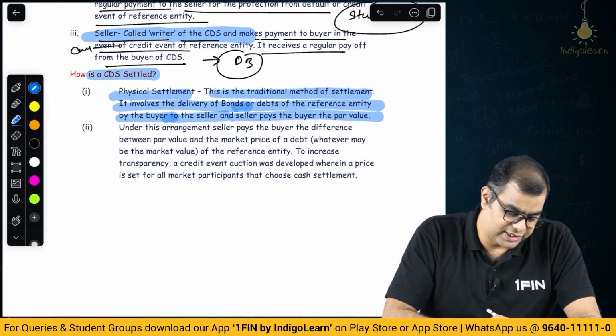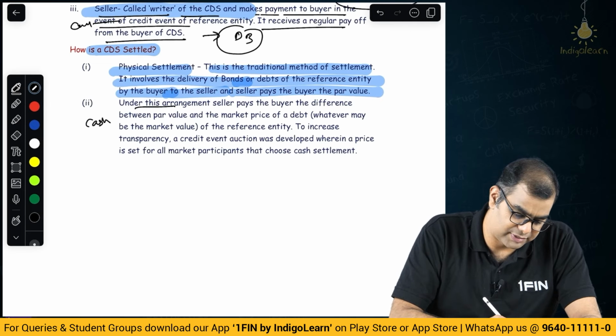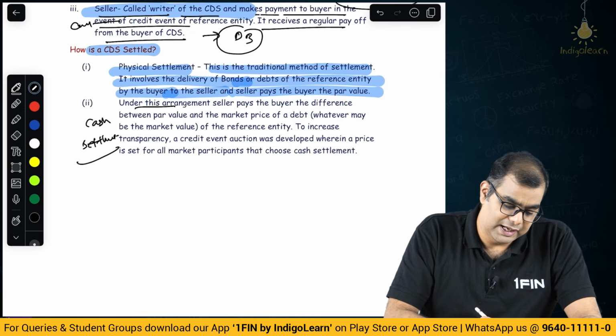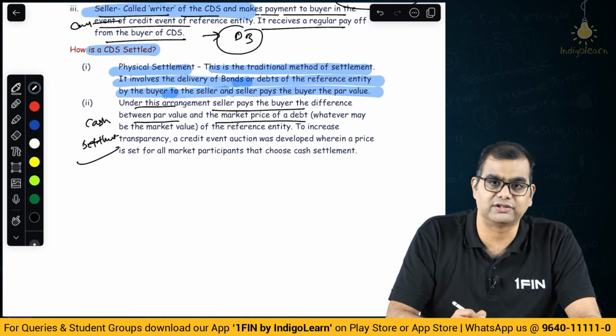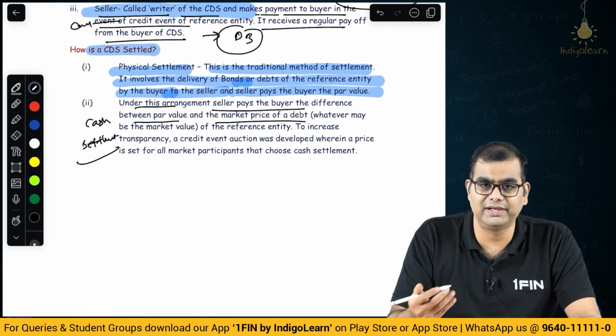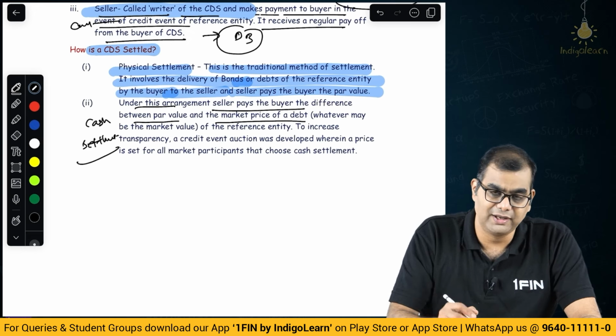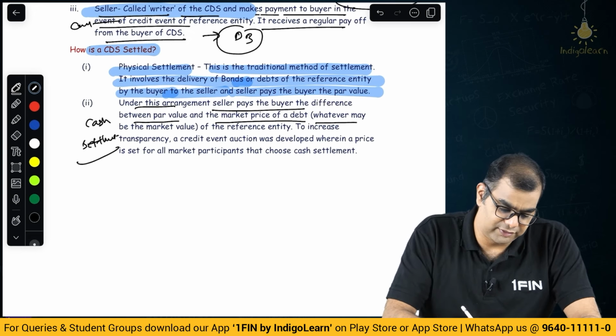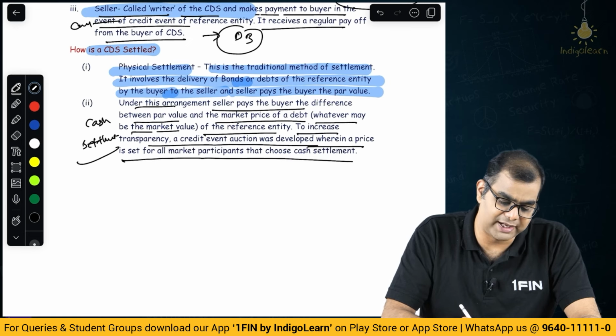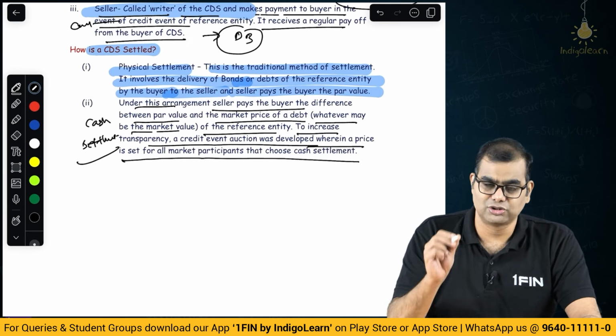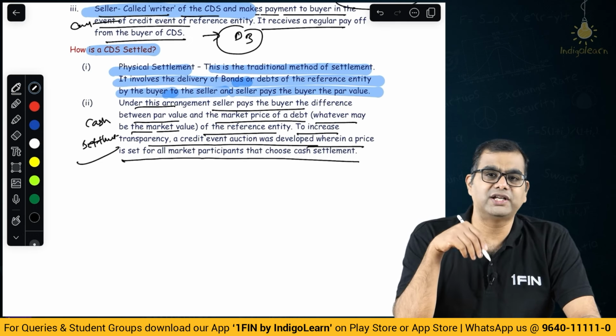Second, under this arrangement, which is cash delivery. This is cash settlement. I think that slide got deleted. Under cash settlement, the seller pays the buyer the difference between the par value and the market value of the debt. So, if the debt is listed, AB Limited bonds are listed, we will take a reference date, whatever may be the market value of the reference entity. To increase the transparency, a credit event auction was developed wherein a price is set for all market participants that choose cash settlement. So, at what price will Deutsche Bank pay?